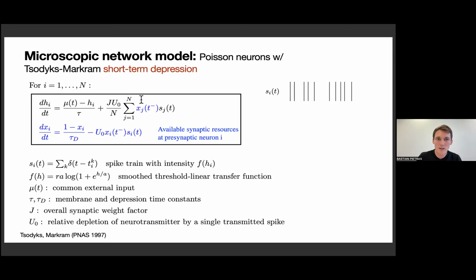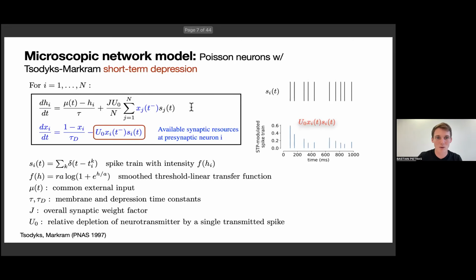And in general, we have u naught, a mean facilitation variable, times x_j times s_j, which is the modulated spike train that we saw before. So this u naught s_j, what you see here, is the modulated spike train that comes into that.